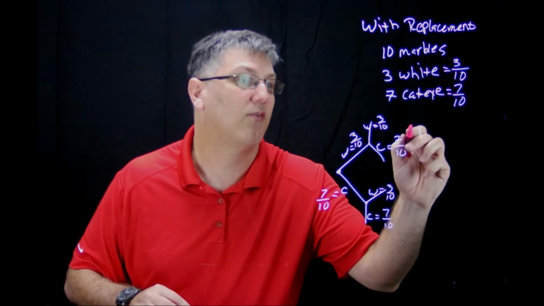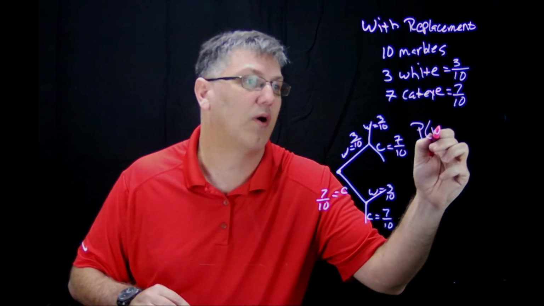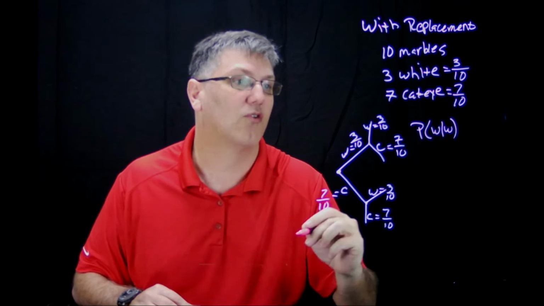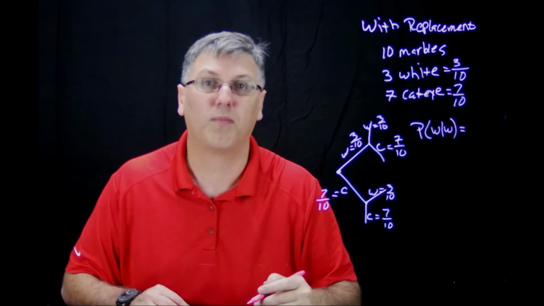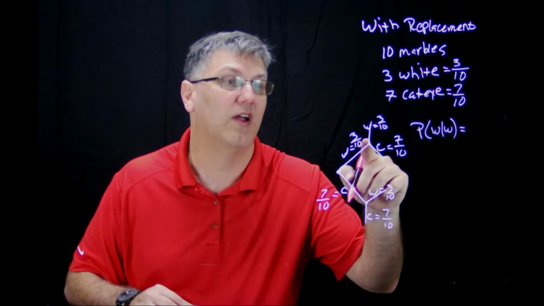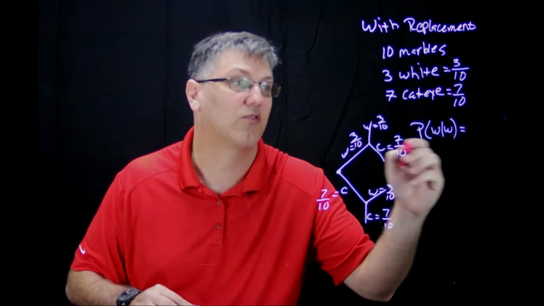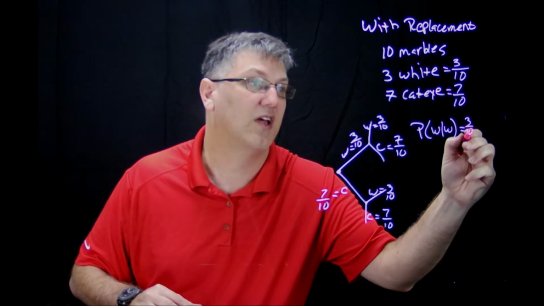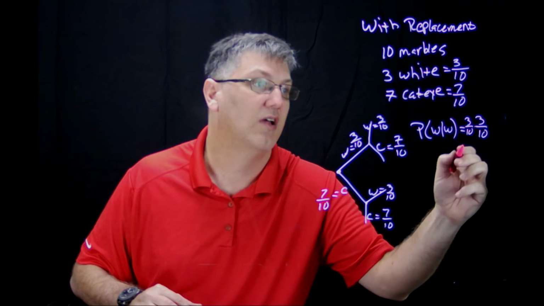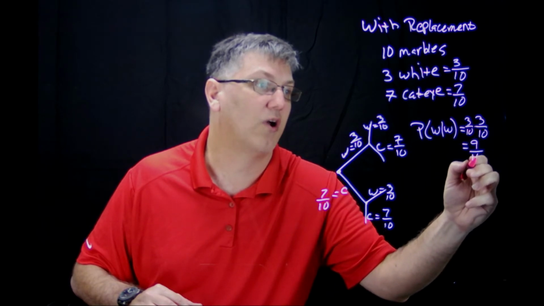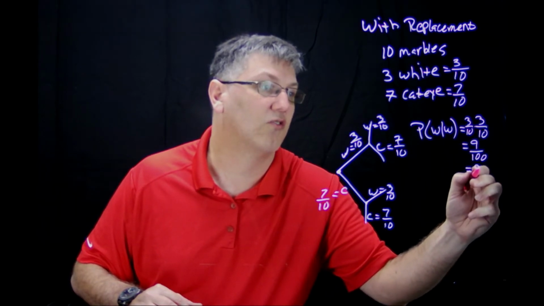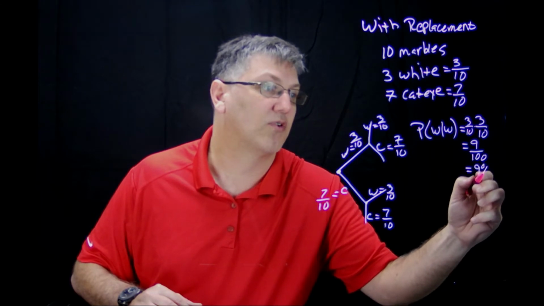So say I want to know the probability of drawing a white marble after I drew a white marble. So white, white. 2 whites back to back. So I'm going to go white here and then white here. So this is 3 out of 10 times 3 out of 10, which gives me 9 out of 100, which is going to be 9% of the time.